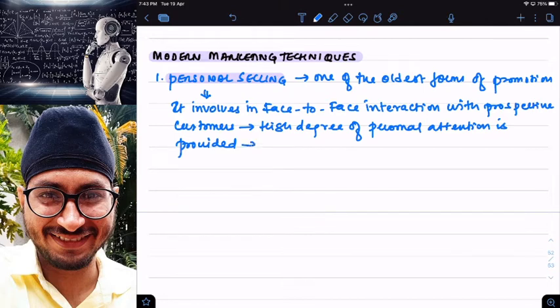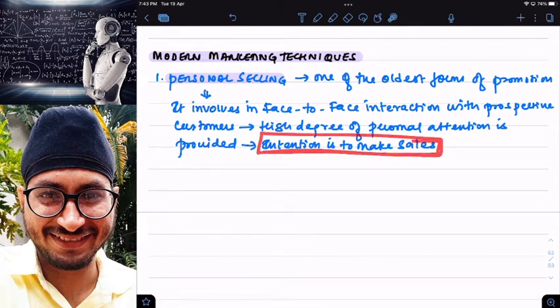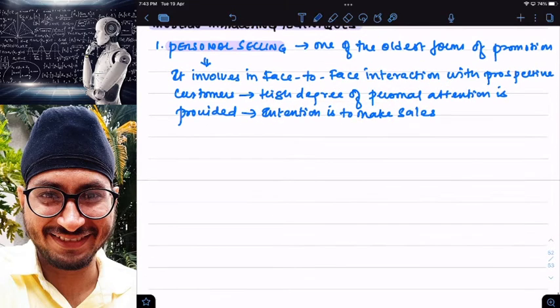Why, sir? The intention is to make a sale. Obviously. Why am I having a face to face interaction with you? Why am I so interested in giving personal attention to you? As a salesman, as a business, my only intention is to make sales. Since I want to make sales, I am giving you personal attention, plus I am having a face to face interaction with you.